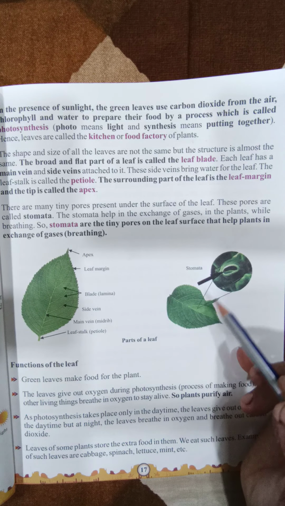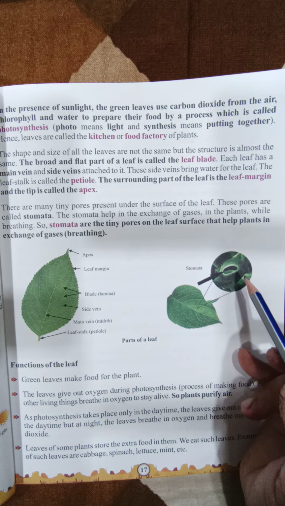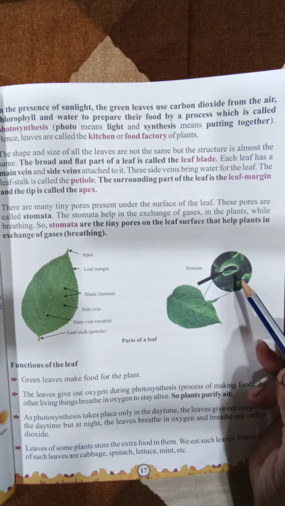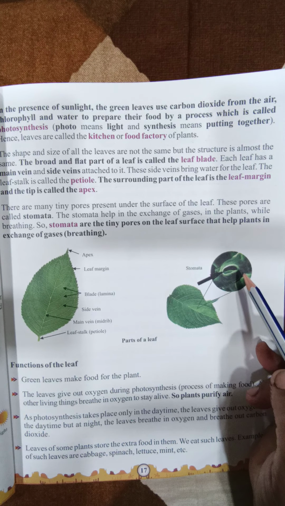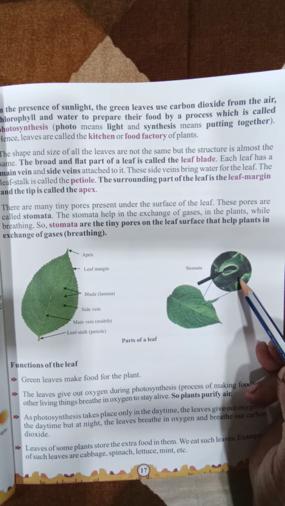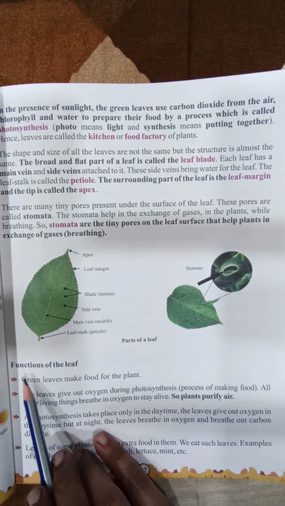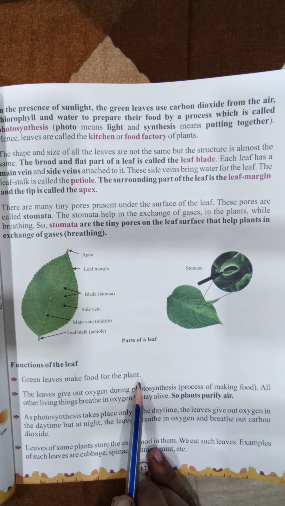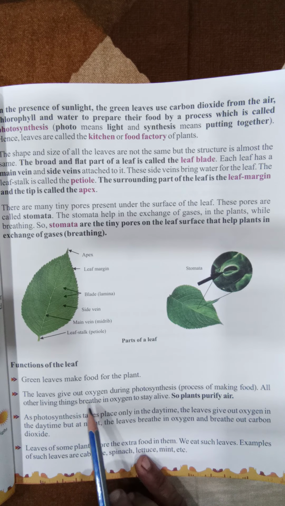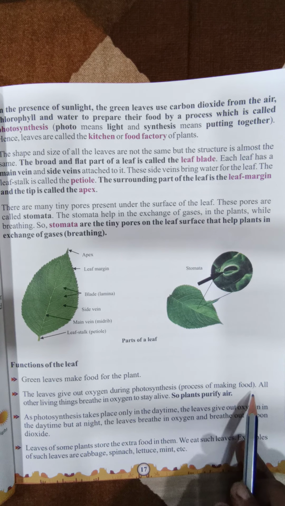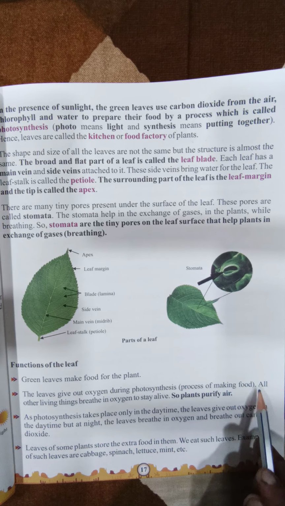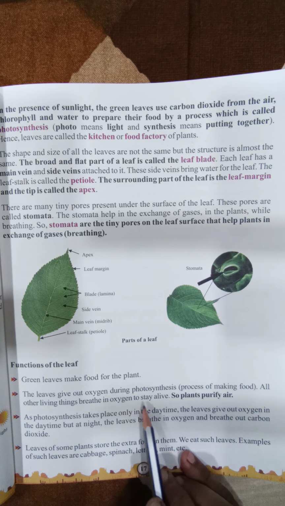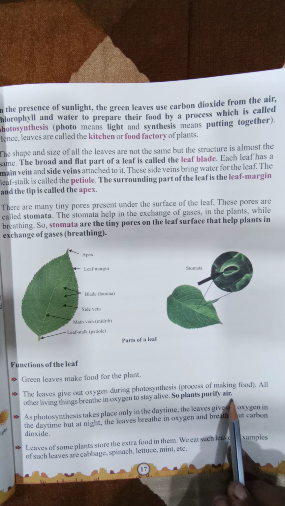Here you can see the tiny pores under the leaf which are called stomata, and these stomata help in gaseous exchange during breathing. Now, functions of the leaves. Green leaves make the food for the plants. These leaves give out oxygen during photosynthesis. The process of making the food is called photosynthesis. All the other living things breathe in oxygen to stay alive. So plants purify the air.